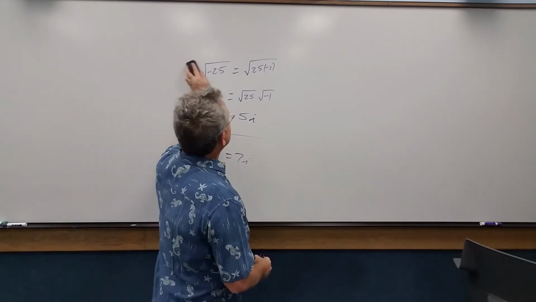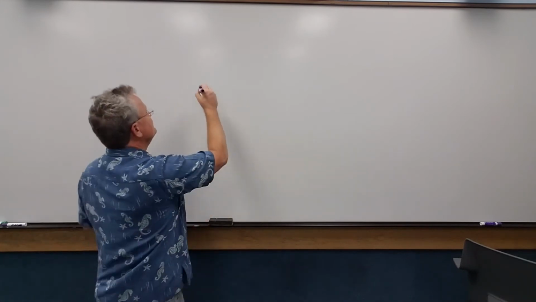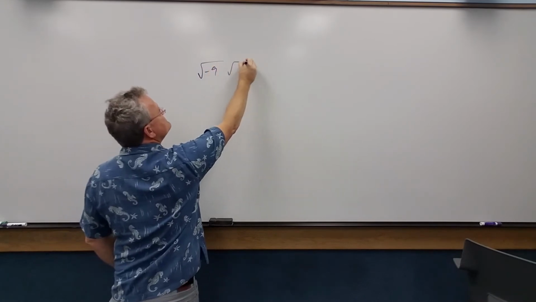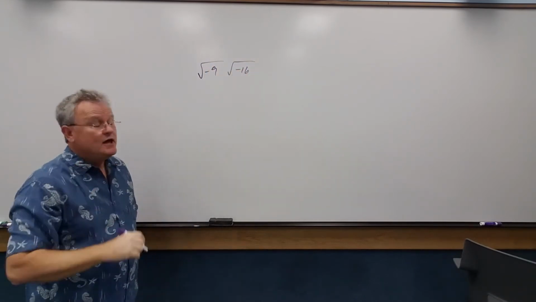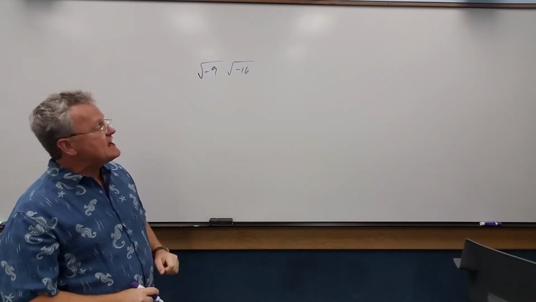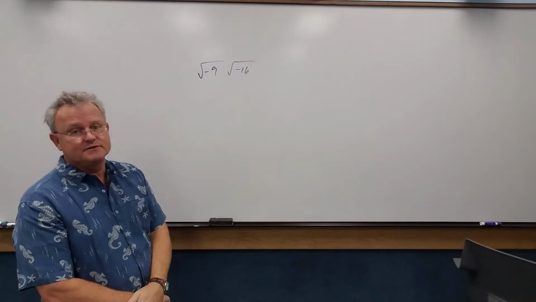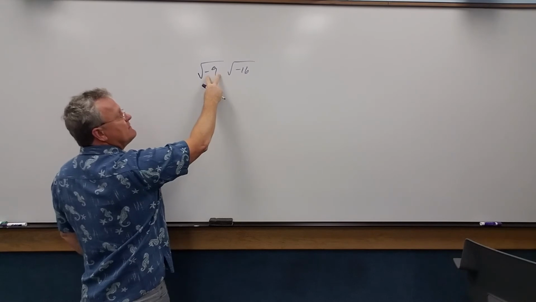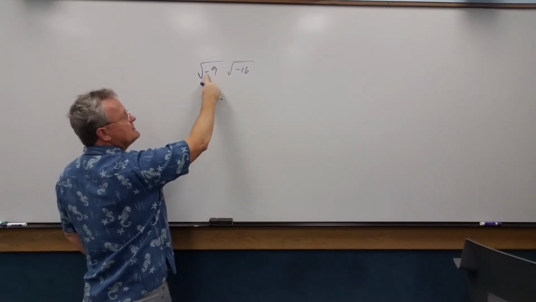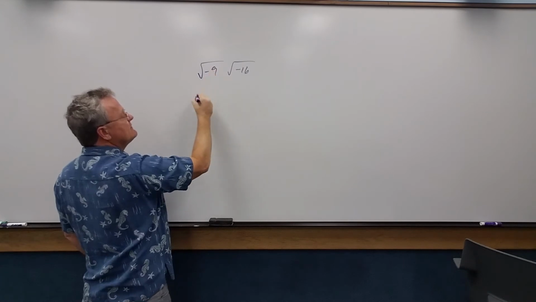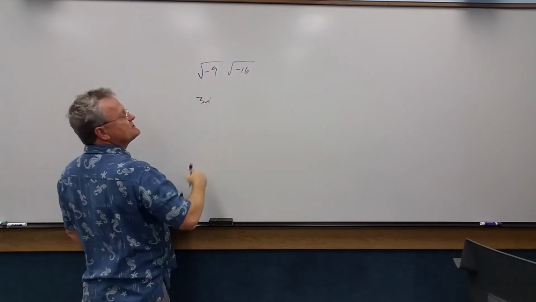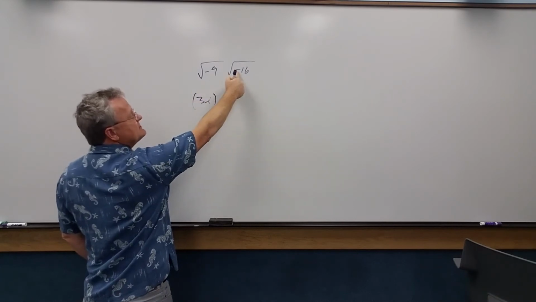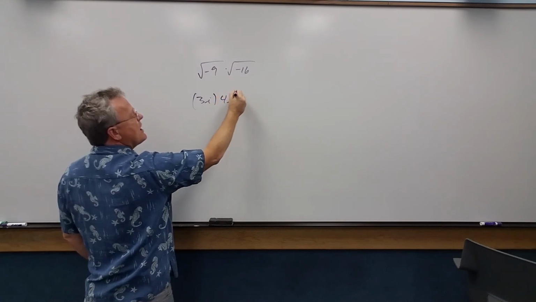One thing you want to be careful of is this situation here. What is the square root of, let's say, negative 9 times the square root of negative 16? When they're both negative, this does not equal the square root of negative 9 times negative 16. What you got to do here is simplify each part. Because it's a square root of a negative, we get an i, so this is 3i. The square root of 16 is 4, and the negative gives us the i, so we get times 4i.